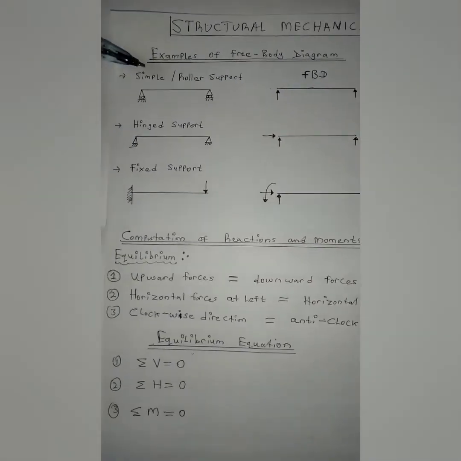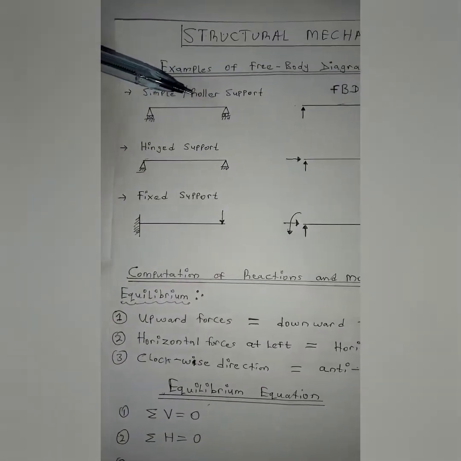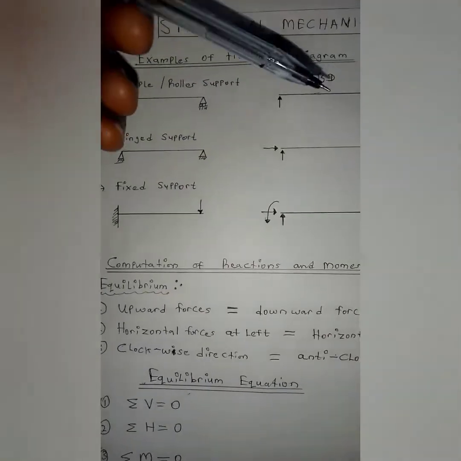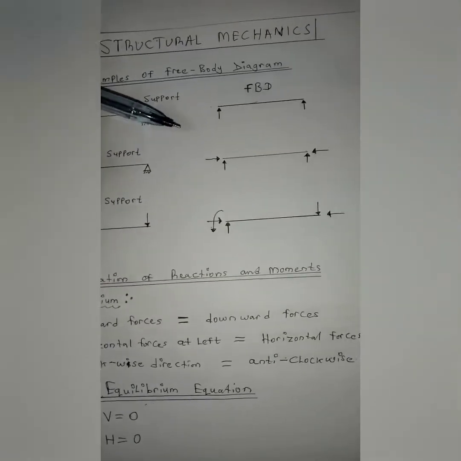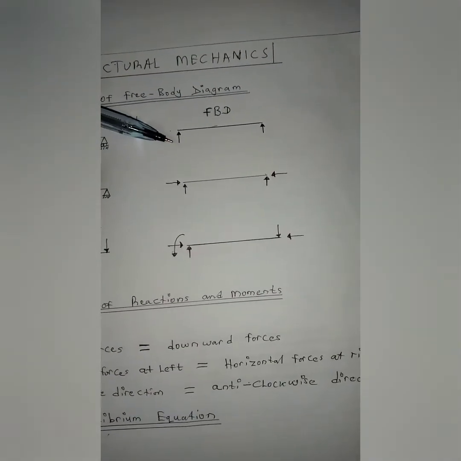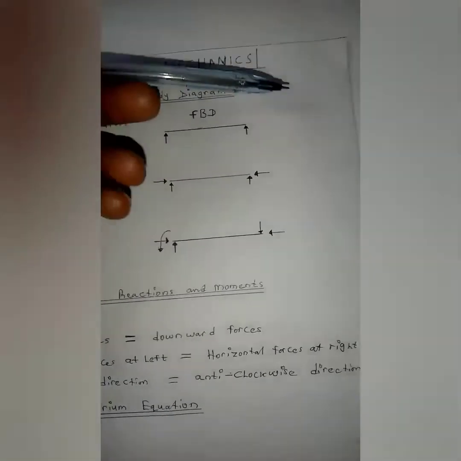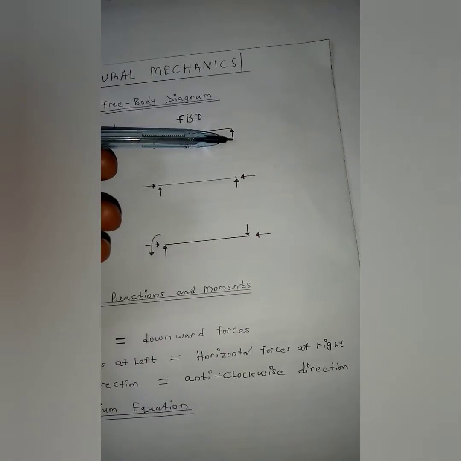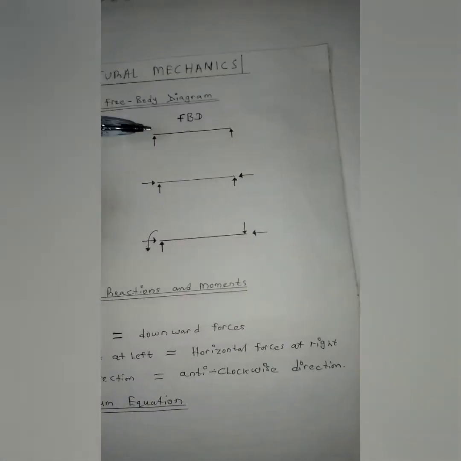So for a simple support, which is also known as roller support, in the free body diagram we can see we are having a support at both the left and right side. In the free body diagram of it, we are going to have just an upward force acting at the edge.